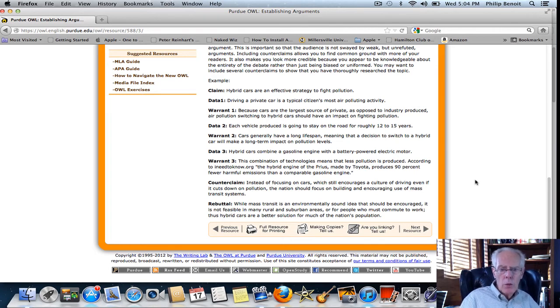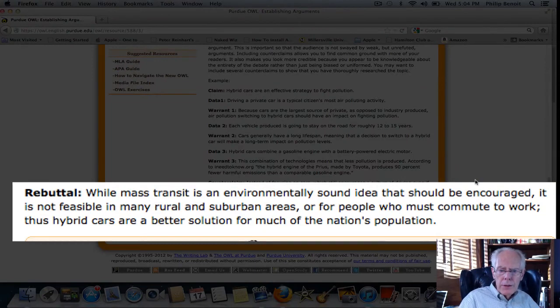So here is your rebuttal. While mass transit is an environmentally sound idea that should be encouraged, it is not feasible in many rural and suburban areas or for people who must commute to work. Thus, hybrid cars are a better solution for much of the nation's population. So there you've gone through your system of establishing a claim, providing data, a warrant that tells why that particular piece of data or information is valid and supports your claim.